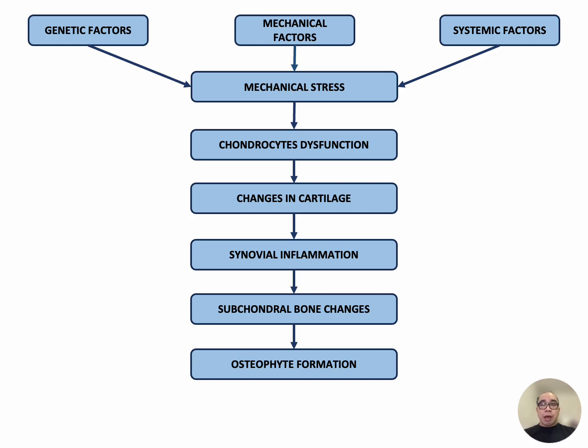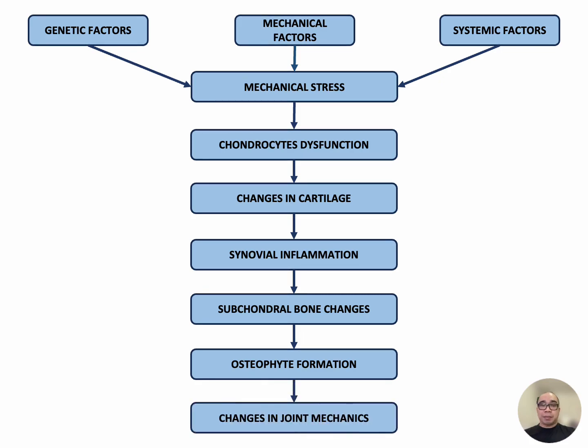Due to the occurrence of osteophytes, it could cause changes in the joint mechanics. As cartilage deteriorates and joint structure changes, there is often a noticeable alteration in joint mechanics. This can lead to further stress to the joint, creating a vicious cycle of cartilage damage.